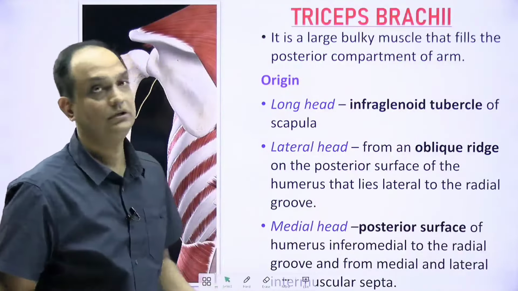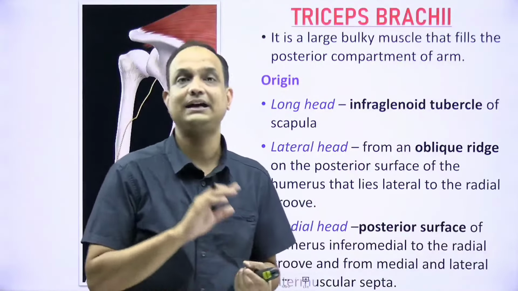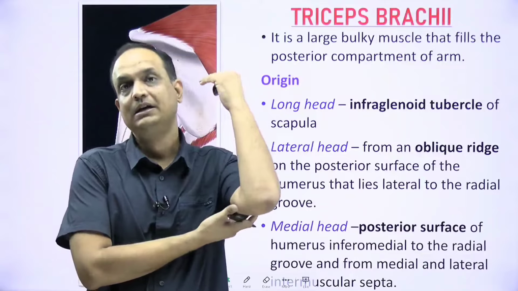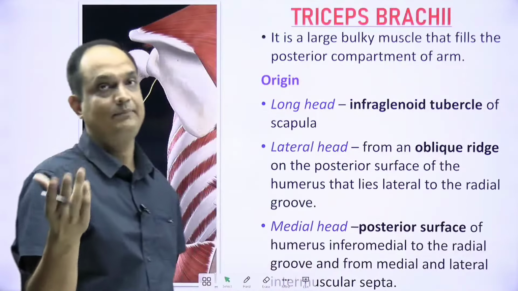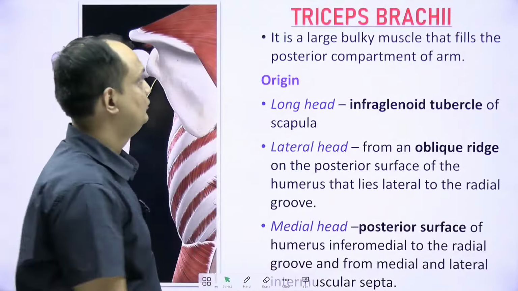Now, what about the triceps? You know that the triceps is a muscle of the back. As the name suggests, it has three heads, that is why it is triceps. So, what are the three heads? Long head, lateral head and medial head. When you see the three heads, the long head comes from the scapula, while the lateral and medial heads come from the posterior surface of the humerus.